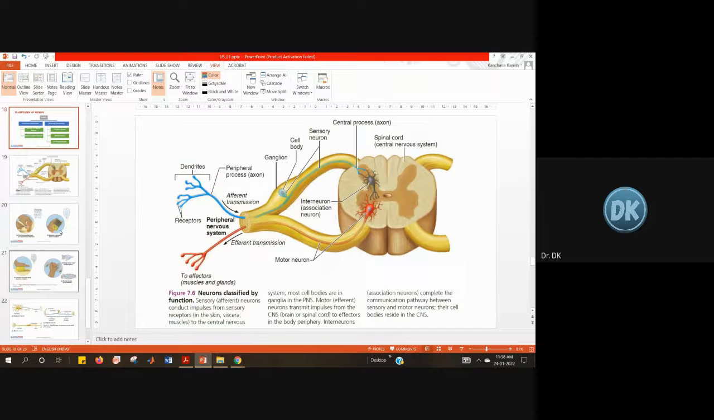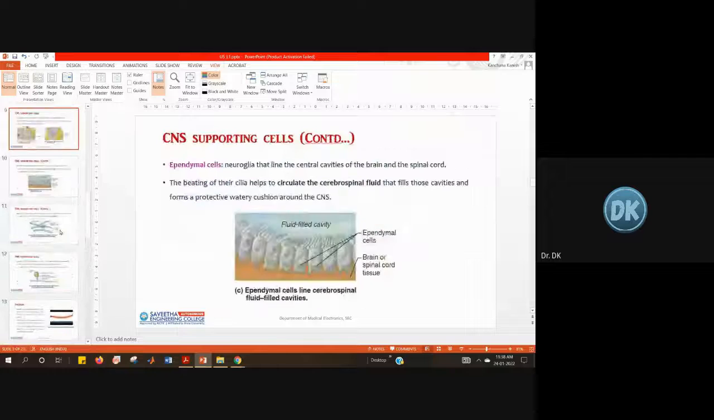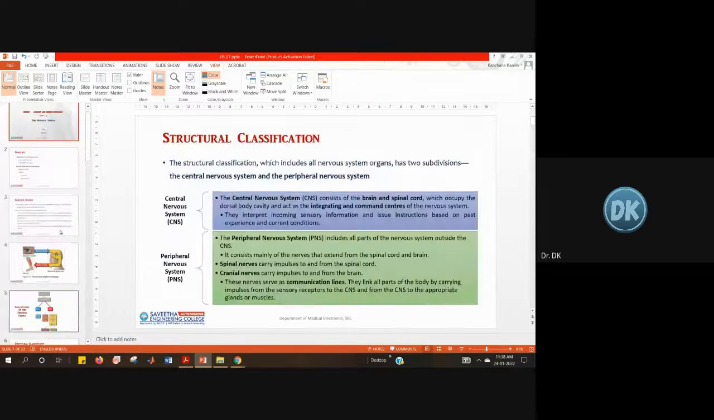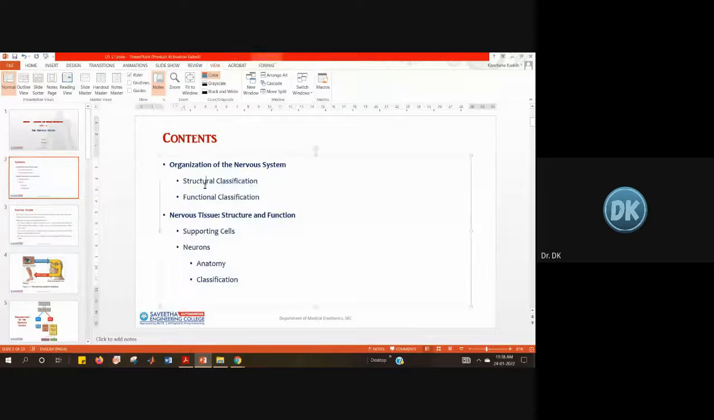So to summarize, we have seen about the nervous system. In the nervous system we have seen the structural classification and functional classification, and we saw the structure of different supporting cells, and we saw the neurons, their anatomy and pathology, and we also saw the classification of your neurons.